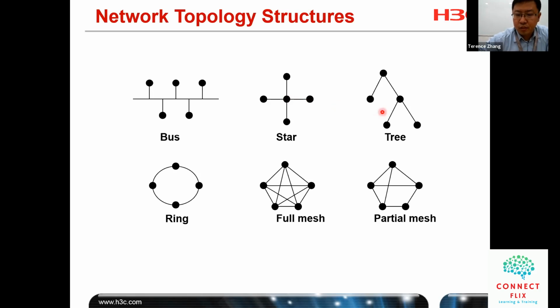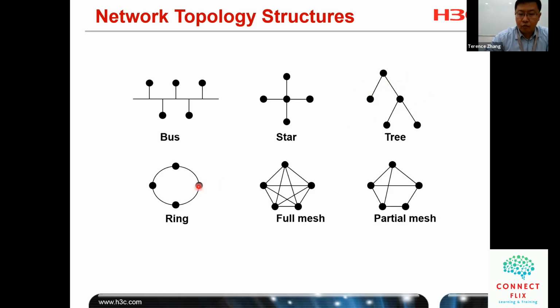So the third type is tree, right? This is very easy to see in this picture. There's a root, there are the branches. So these hosts or nodes form a tree topology, right?